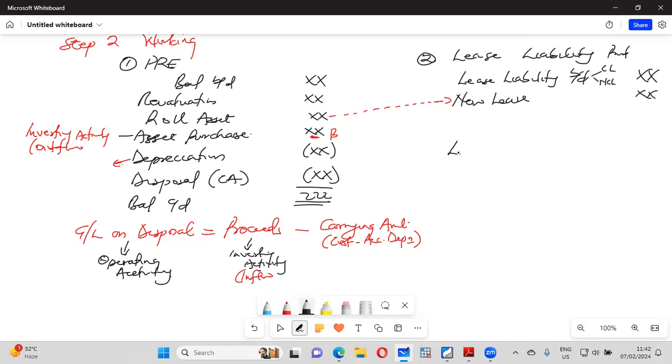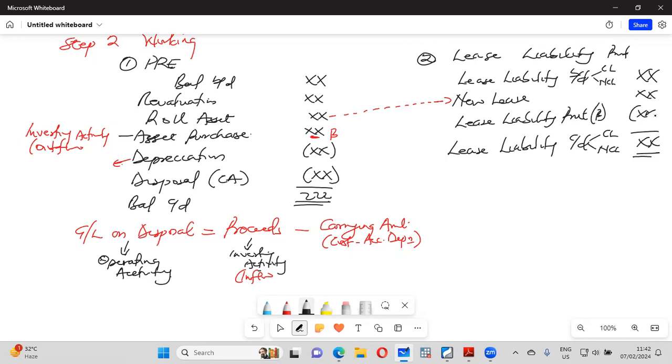These two should be equal to your lease liability carried down, both the one in the CL and the one in the NCL. All right, so that is that. If it is not, then it means there was a lease liability payment, and that payment, since it's a payment, is an outflow. So that gives you two of the major workings.